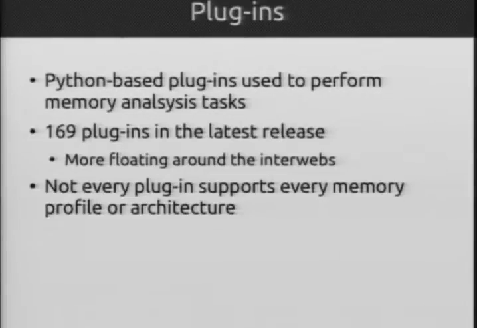As of the latest release, meaning this morning when I updated my source code, there were 169 plugins, and there are more floating around the internet. In fact, if you go to the Volatility Google Code site, their wiki has a lot of information, and they have links out to other non-supported plugins. In other words, plugins that other people have written that they just haven't included in their main body of code for whatever reason.